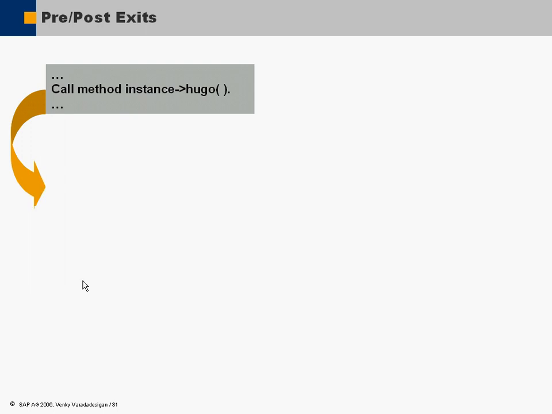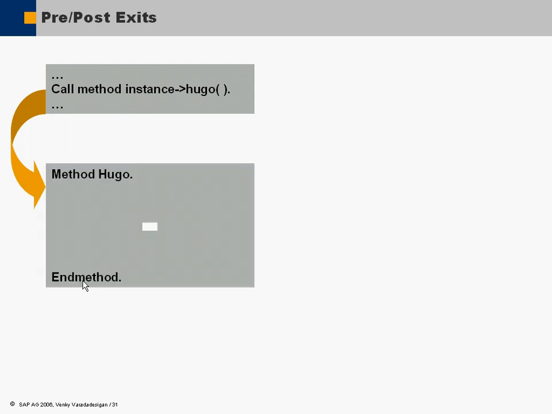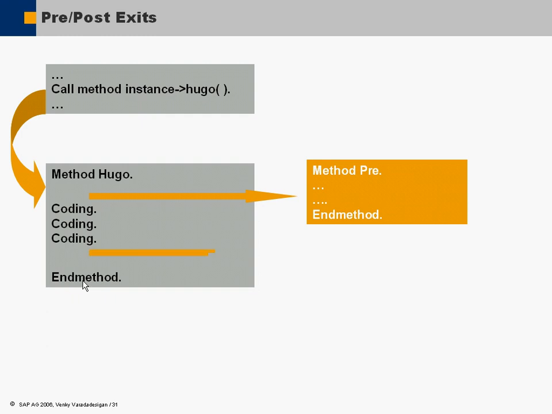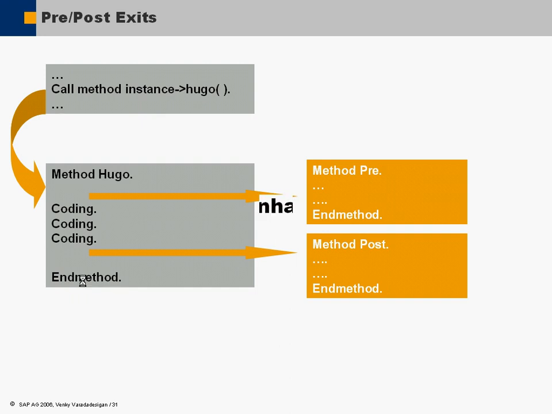And this is what I was talking about, the pre-exit and post-exit. For example, if you have a method called Hugo, and if you have a pre-exit, the pre-exit will be invoked before invoking the method, and if you have a post-exit, after executing the method, your post-exit code will be executed.